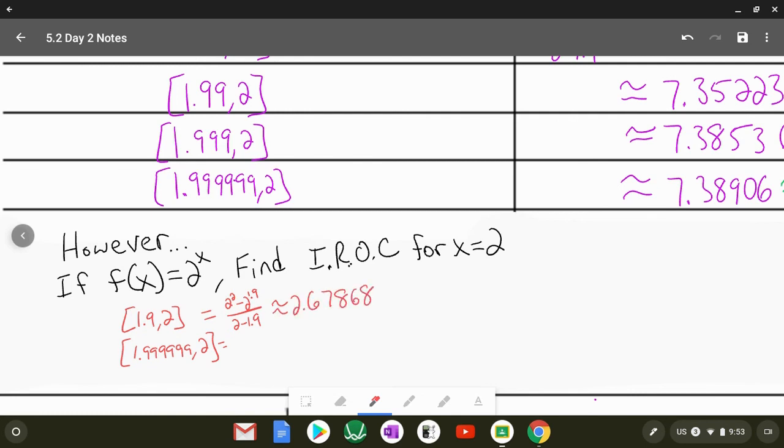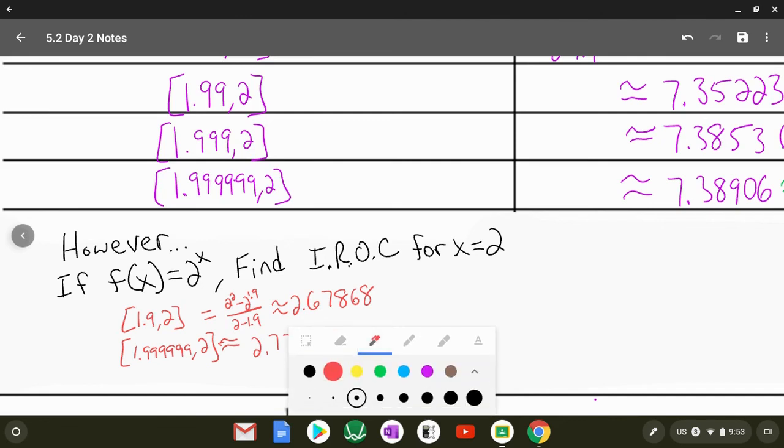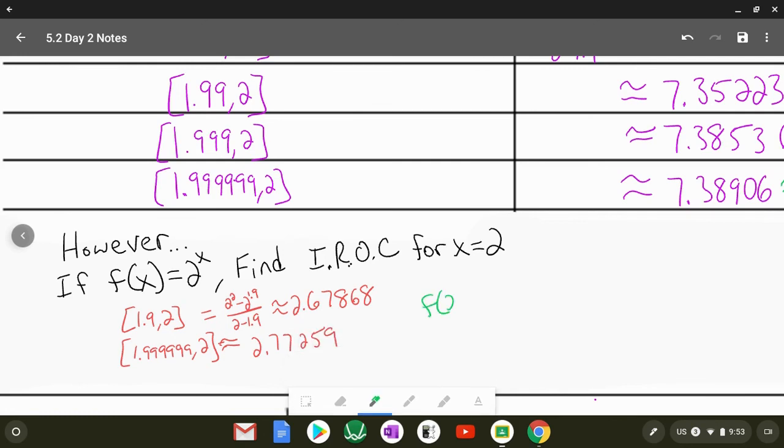2.67868. And then if we do the narrow interval that we talked about, right, we got to get a close narrow interval, we would find that the instantaneous rate of change is approaching 2.77259. Well, if we use the property that we just talked about, well, 2 squared is equal to 4. So this, again, this property doesn't work. Our instantaneous rate of change on this function is approaching 2.77259. And then again, if you narrow that interval, you're going to get a more precise answer.